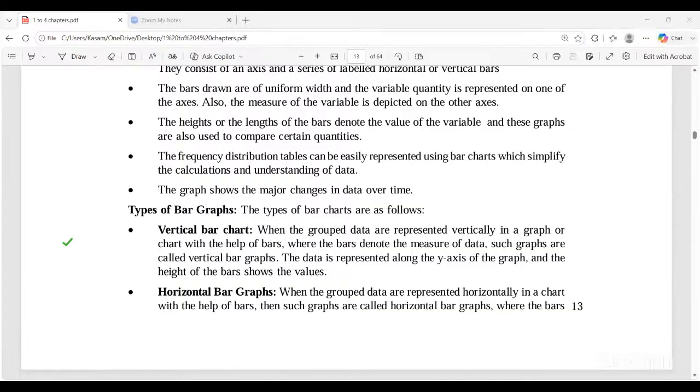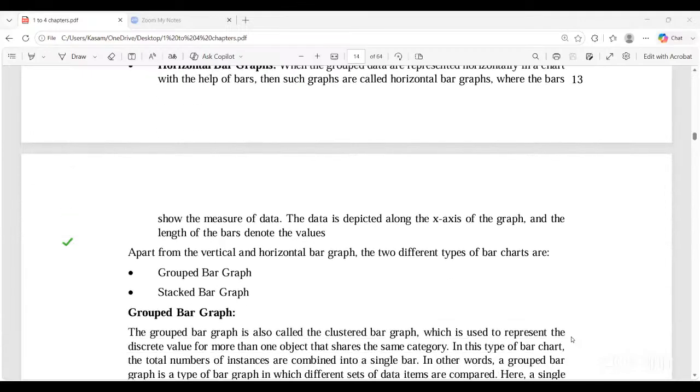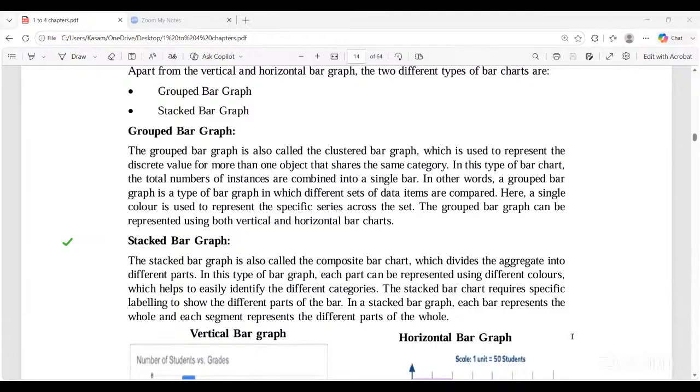Vertical bar: when the grouped data is represented vertically in a graph or chart with the help of bars, where the bars denote the measure of the data, such graphs are called vertical bar graphs. The data is represented along the y-axis and the height of the bars shows the values. Horizontal are also given here, grouped bar graphs and stacked bar graphs.